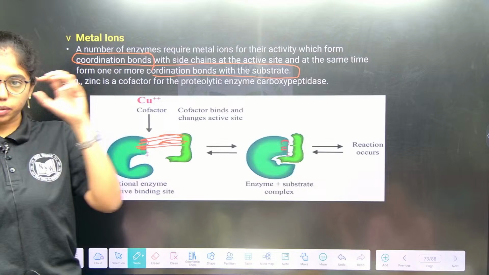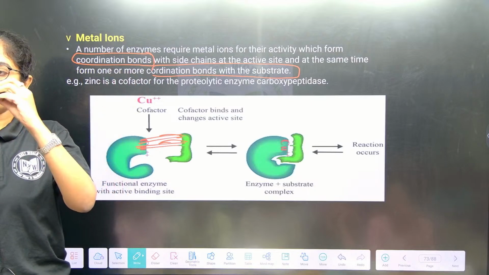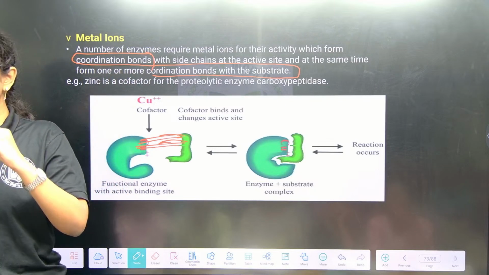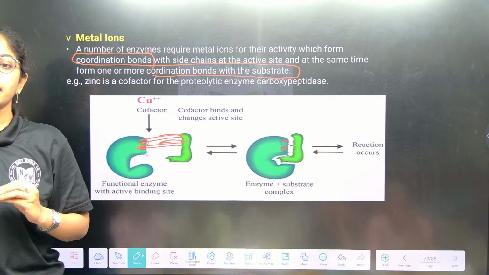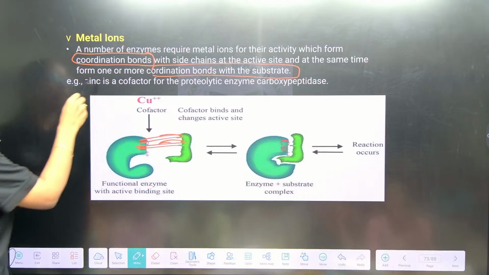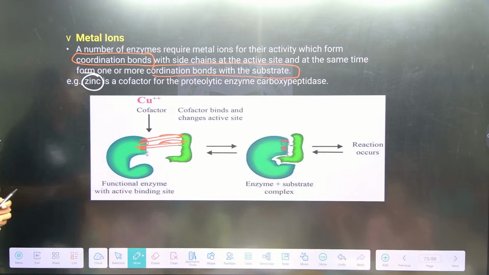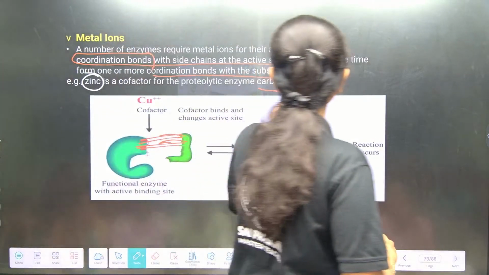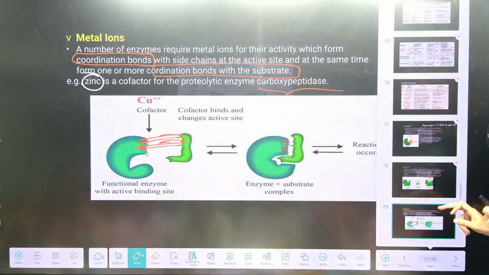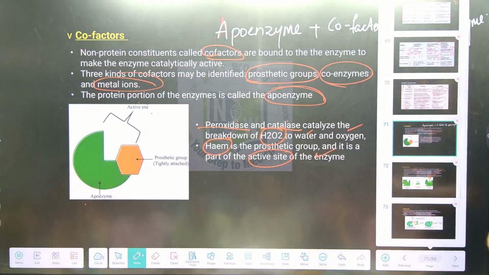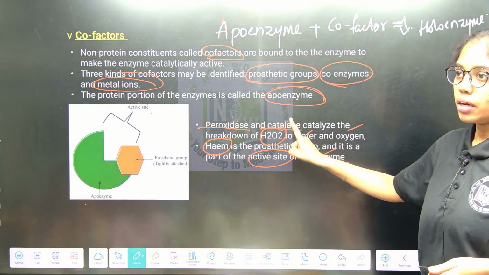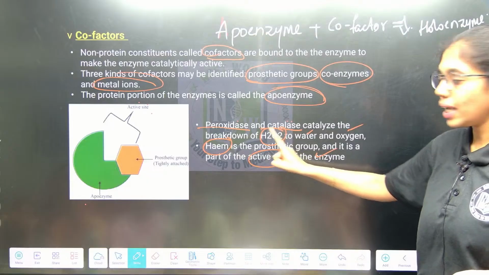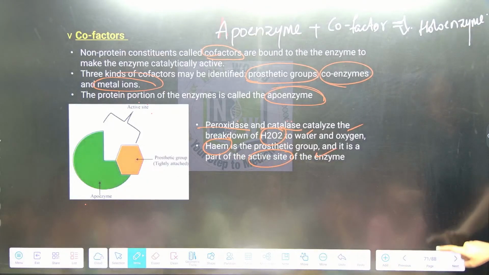Okay, this metal ion cofactor will bond to the enzyme via coordination bonds. The same coordination bonds will bind with the substrate as well. Examples include zinc, which is the cofactor for the proteolytic enzyme carboxypeptidase. Here, what you have to remember, especially examples: for prosthetic group, peroxidase and catalases act on hydrogen peroxide, and heme is the prosthetic group for the enzyme.